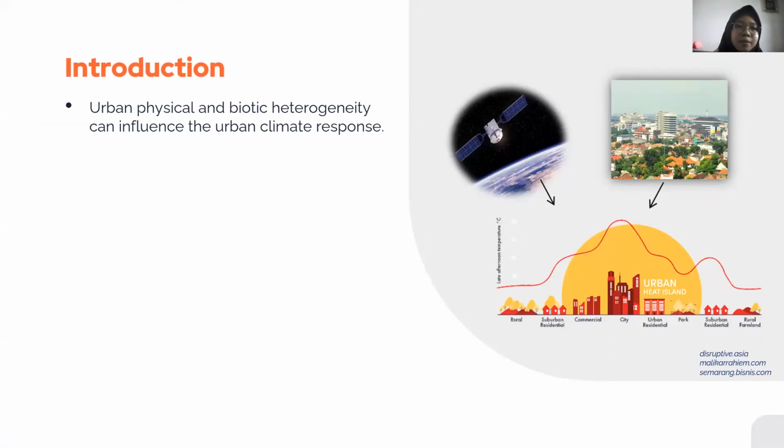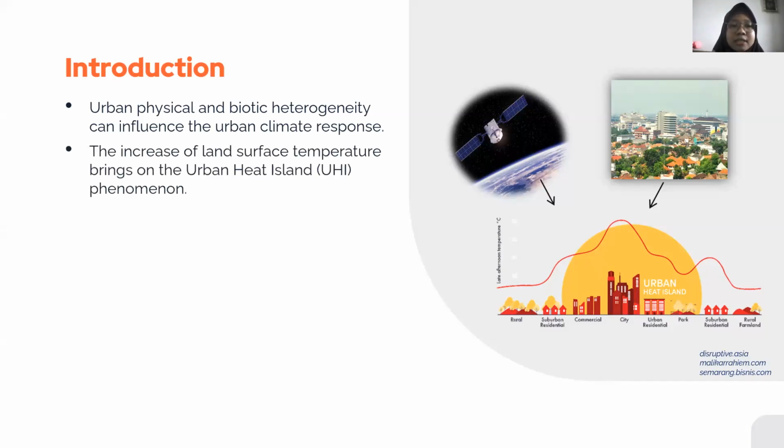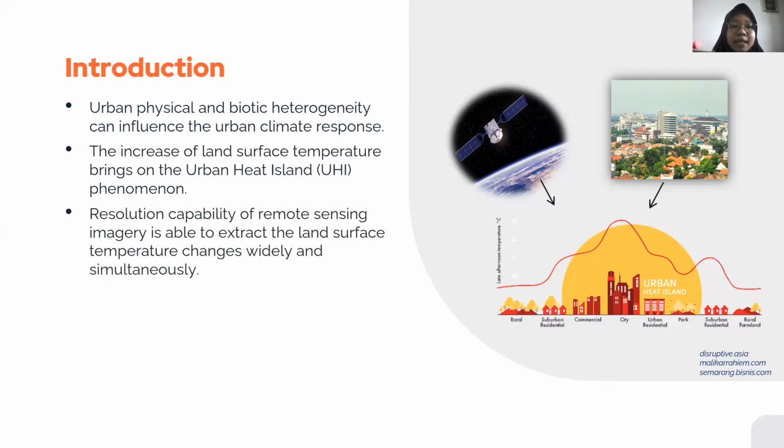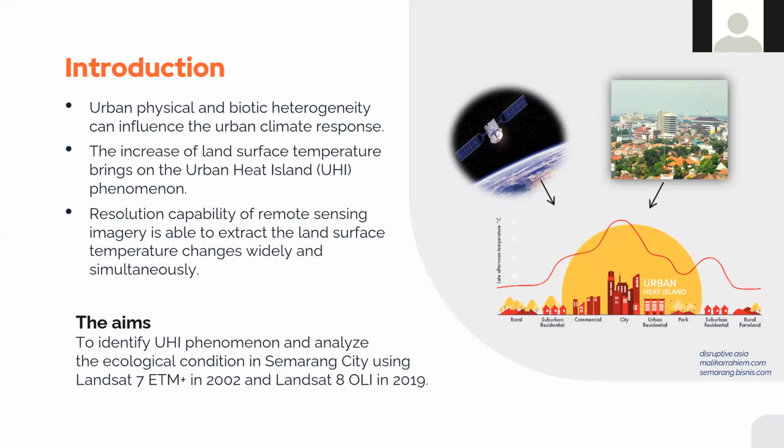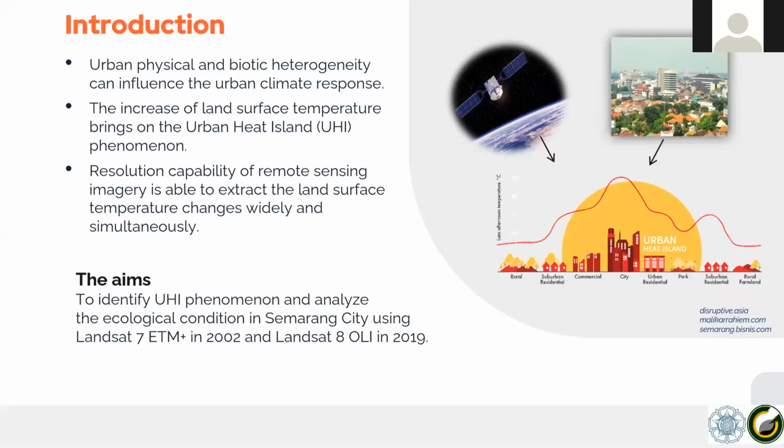The first is that urban physical and biotic heterogeneity can influence the urban climate response. The increase of land surface temperature brings on the urban heat island phenomenon. In urban study, the resolution capability of remote sensing imagery is able to extract land surface temperature changes widely and simultaneously. So the aims of this research are to identify the urban heat island phenomenon and analyze the ecological condition in Semarang City using Landsat multitemporal data.